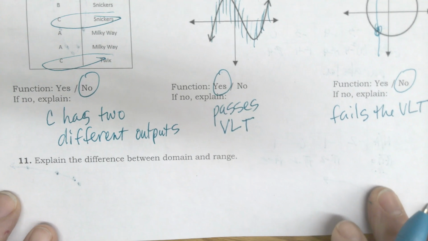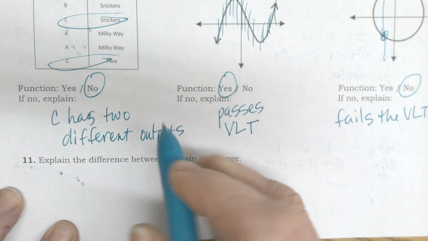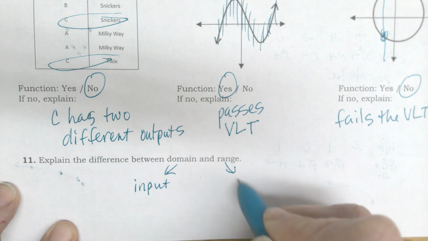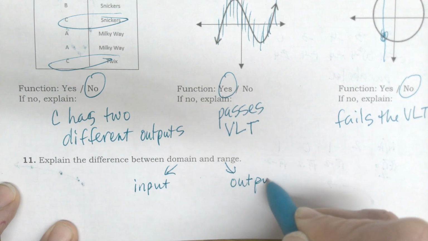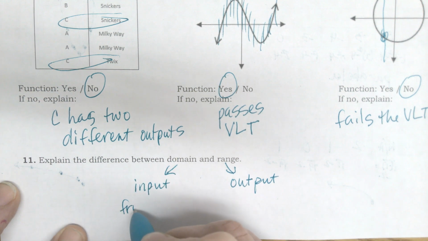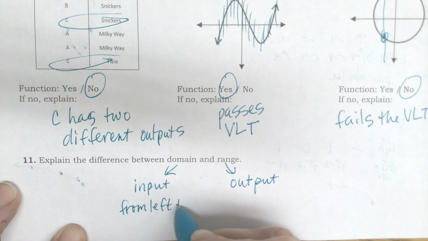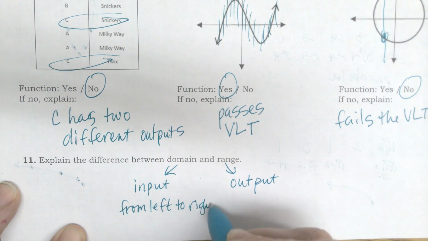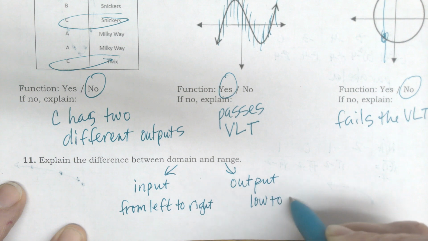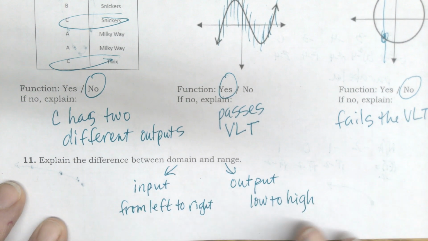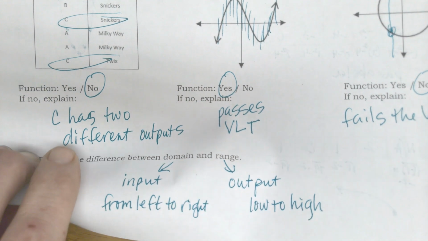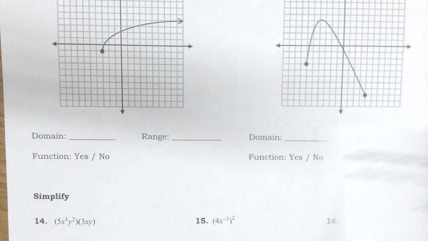Now, what's the big difference between domain and range? Domain is the input. The range is the output. Another way we can talk about this is domain goes from left to right, and output, the range goes from low to high. Okay, so keep that in mind when you're describing the difference between domain and range. Moving on.